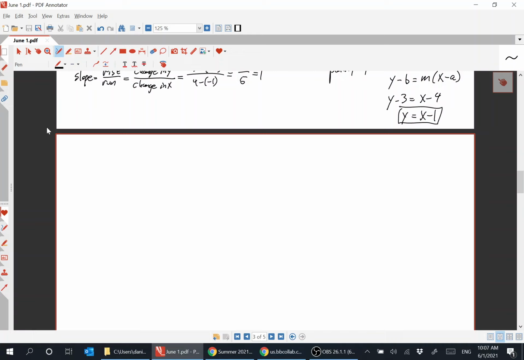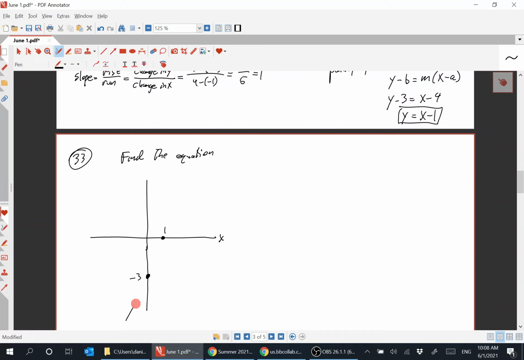x-intercept 1, y-intercept negative 3. So again, find the equation. The y-intercept is negative 3 and the x-intercept is 1. So this is the x-axis, and there's 1. And then the y-intercept is 1, 2, 3, negative 3. So negative 3 on the y-axis, 1 on the x-axis.